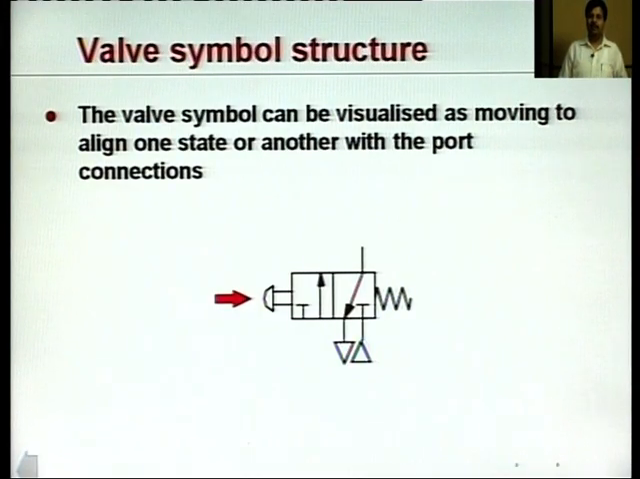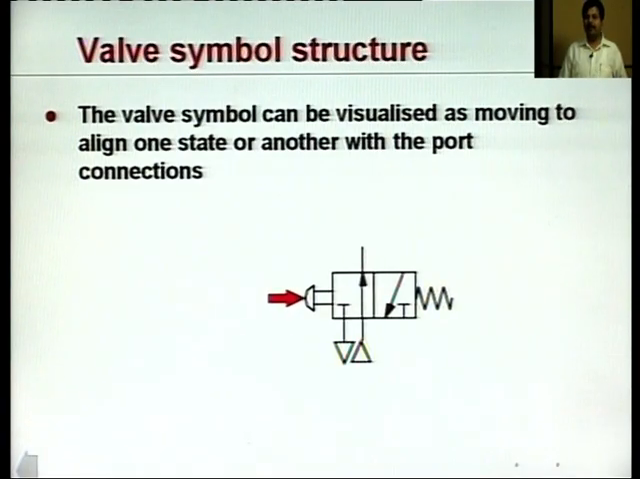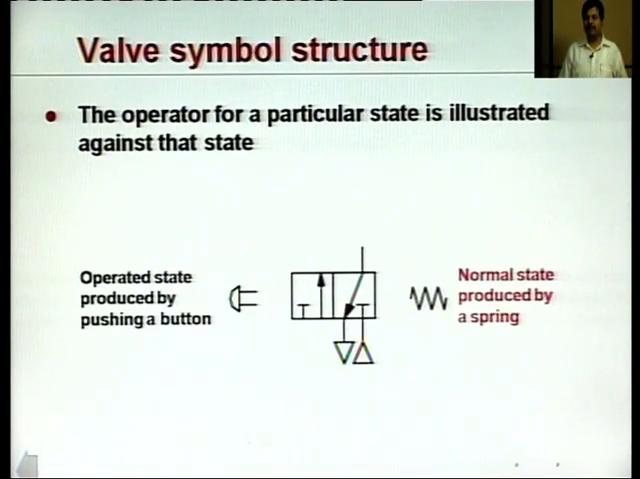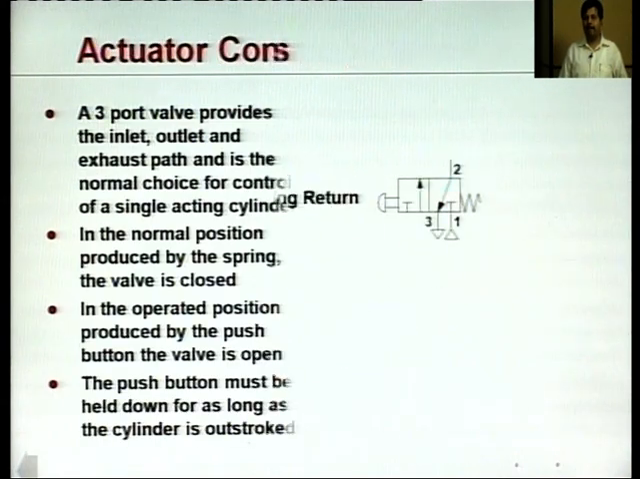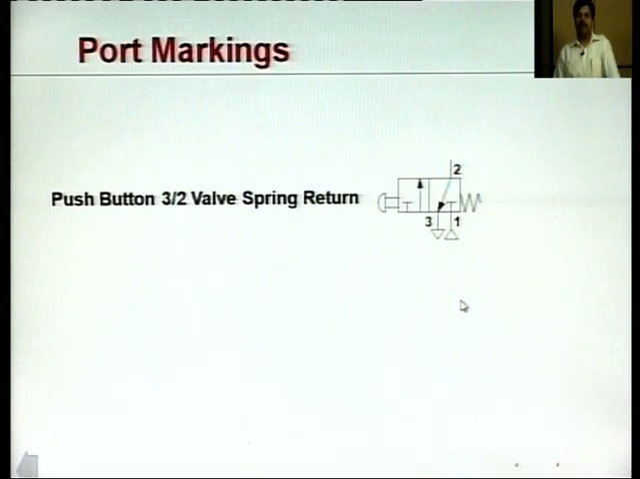Now, these particular ports, we are talking about this port, that port, because we have not named them. Now, let us see how they are named. This is the usual manner in which these ports are named. This is port 1, this is port 2, and this is port 3. Now, it is easier to elaborate that in this particular position, port 2 is connected to port 3, which is in turn connected to the exhaust of the system, whereas port 1, which is connected to the inlet of the system, remains closed.